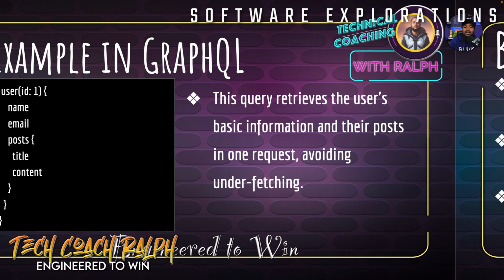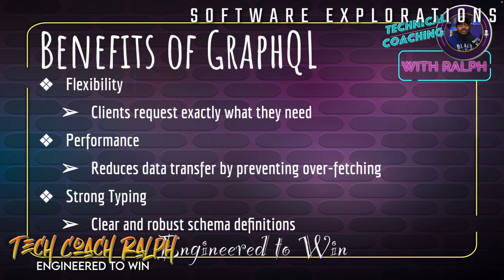So that is awesome. So what are some of the benefits of GraphQL then? After reading all that and seeing how it is better, I guess, than REST, what are the benefits of GraphQL? So it has flexibility. Clients request exactly what they need, right? They don't get everything back, and they don't get less than what they need. They can get exactly what they're looking for.